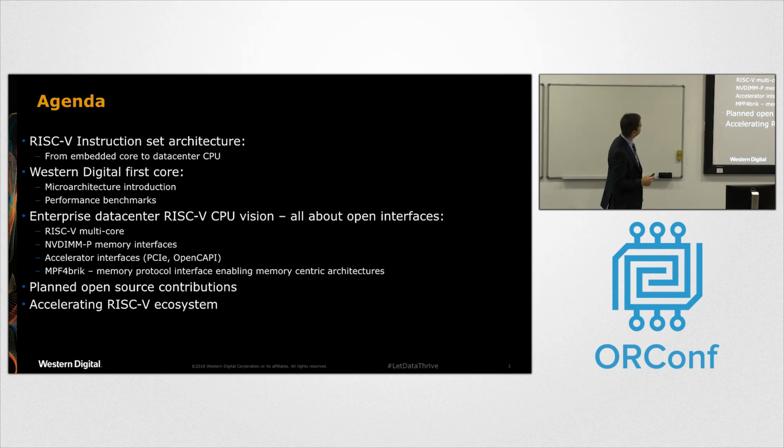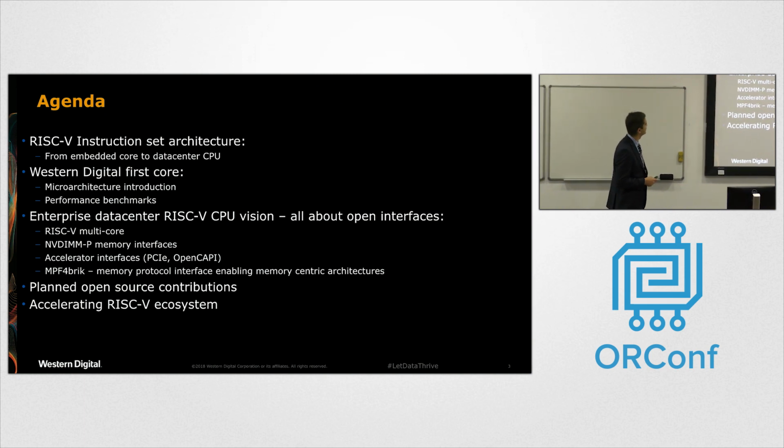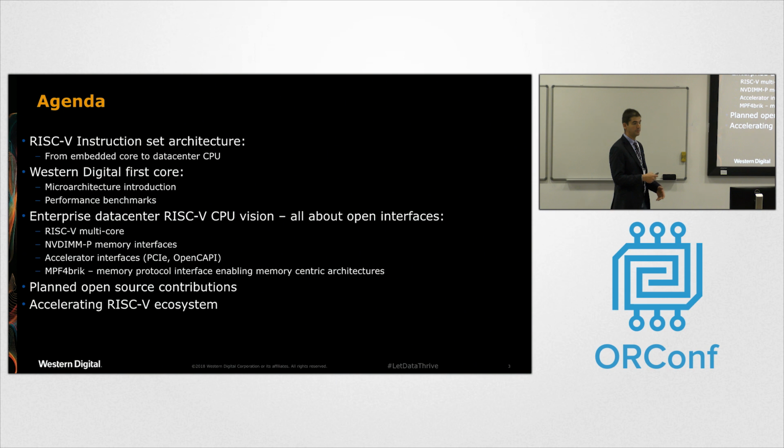Agenda. I think you guys know this. I'm going to run super fast through the RISC-V Instruction Set Architecture. I think you had Krste here present it, so I'll run through that quickly. Maybe I'll say a few things that were important to me in my project, what was unique for WD. Then I'll go into Western Digital's first core. I'll show a microarchitecture introduction and some performance benchmarks that I think you'll be curious to see. And then I'll transition to this enterprise data center RISC-V CPU vision.